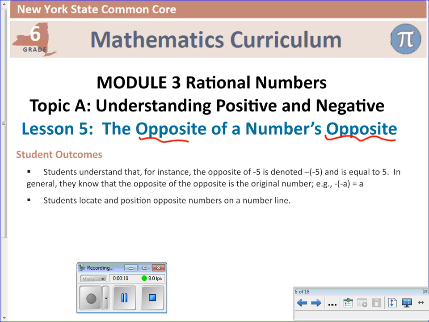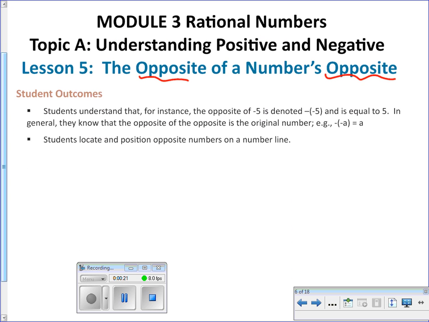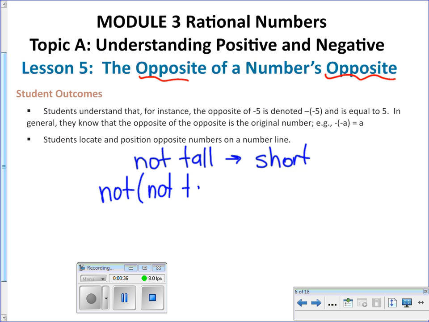Okay? So if I said that I was not tall, that means I am short. So if I'm not tall, what's another word for not tall? Short. So instead of saying not tall, I could say short if that helps me. So what's not short? Tall.